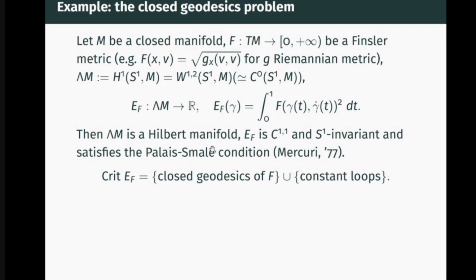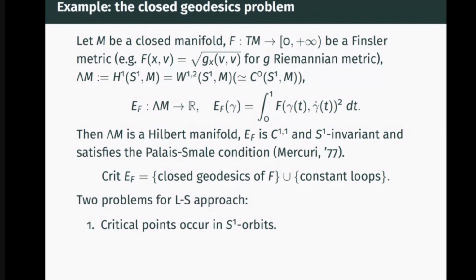And the critical points of this thing, and this is why this is so interesting, the critical points of this E_F consist of closed geodesics of F. If you don't know what this is for Finsler manifolds, just take this as the definition for this talk. And we have constant loops which occur. These, of course, come in families. So the constant loops form basically one big family of critical points, and so one closed geodesic already comes in an S1 orbit.